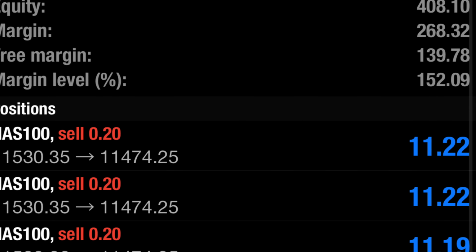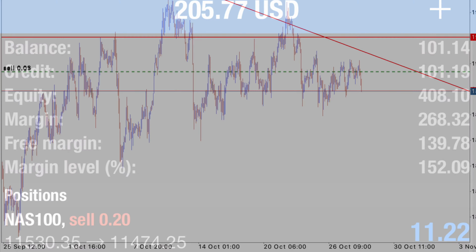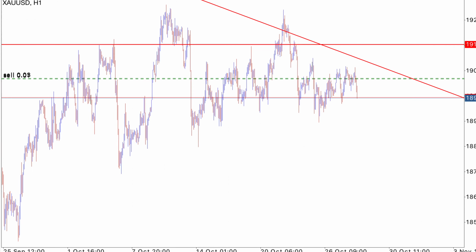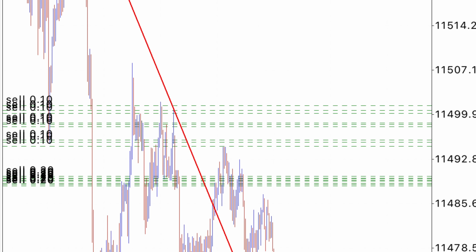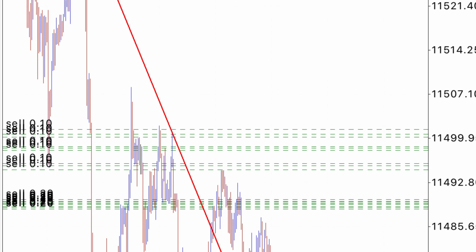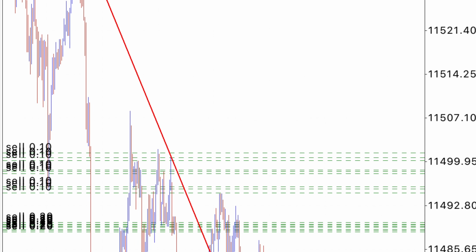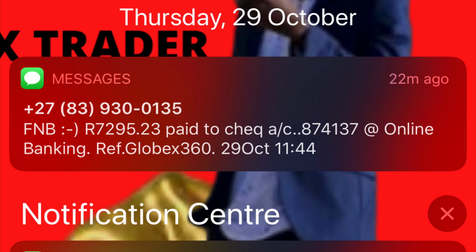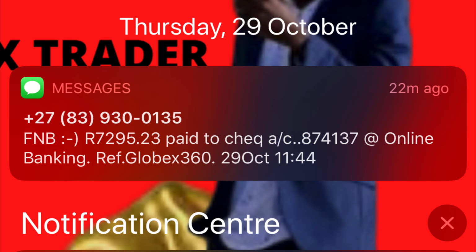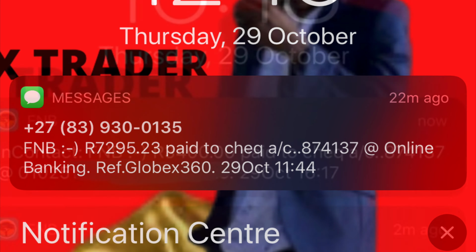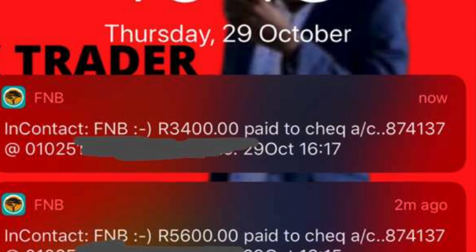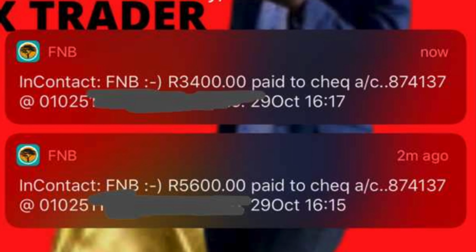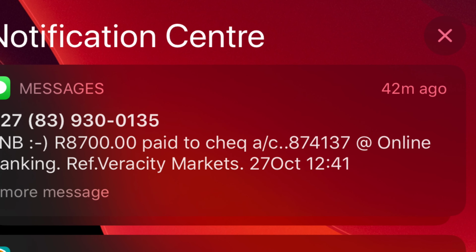Now guys, I wanted to check something. These are not just trades. These are trades with withdrawals. Look at that. 7,000 paid into my cheque account. 7,200 paid into my cheque account. 3,400 paid into my cheque account. 5,600 paid into my cheque account. This is just one day. 8,700 paid into my cheque account. These are only a few of the incomes that I've just received in the past weeks because of the robot. 5,200 paid into my cheque account.